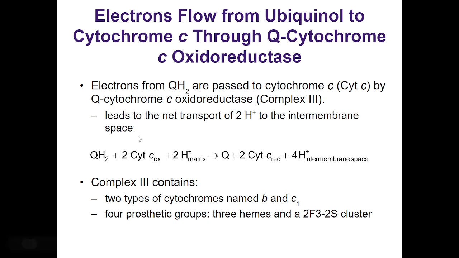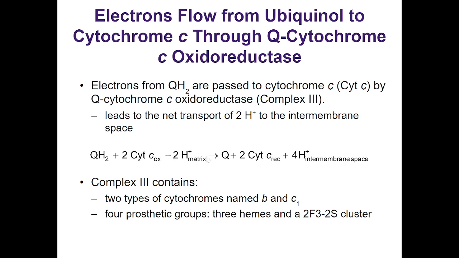Your QH2 is going to go with 2 site Cs. These are the oxidized forms in this case because they're going to take on the H's, the electron density. This is going to transport 2 H pluses from your matrix. This is going to give you Q that can rejoin the Q pool. And this will give you 2 site Cs in the reduced form. This will pump 4 H pluses into the intermembrane space.